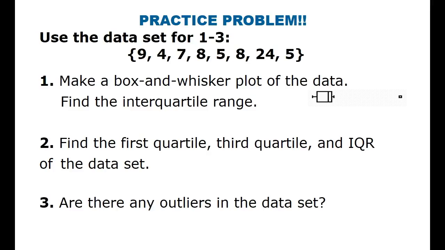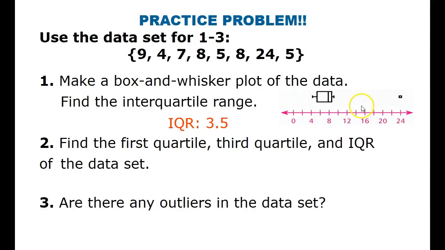So here's one for you to practice. We're going to use this data set to make a box and whisker plot and check to see if there are any outliers. When we're making our box and whisker plot, we need to find the minimum, first quartile, median, third quartile, and maximum. We need a number line that will go from our smallest number to our highest number. And above that number line, we want to represent to the best of our ability where each of those 5 numbers are.